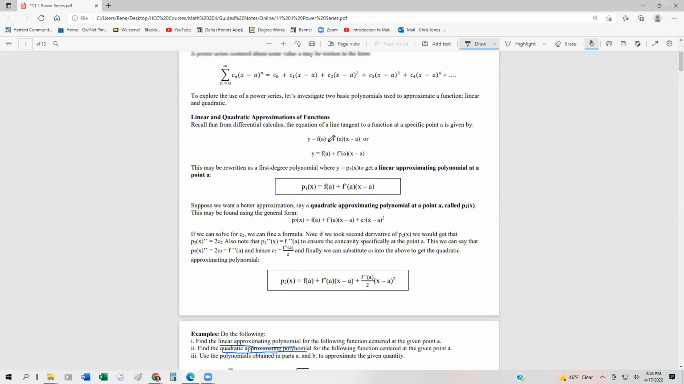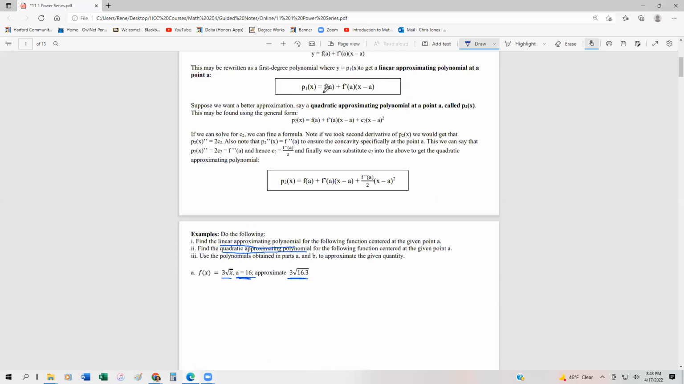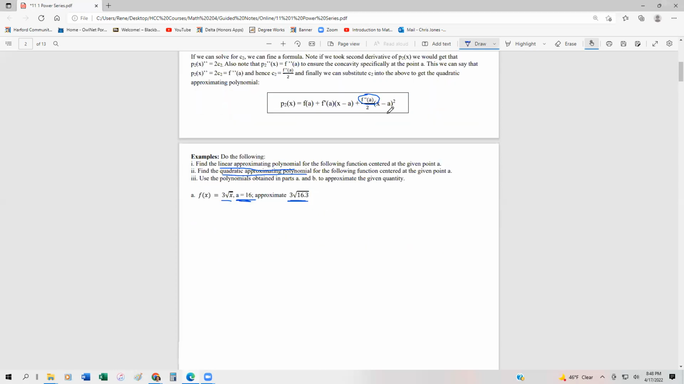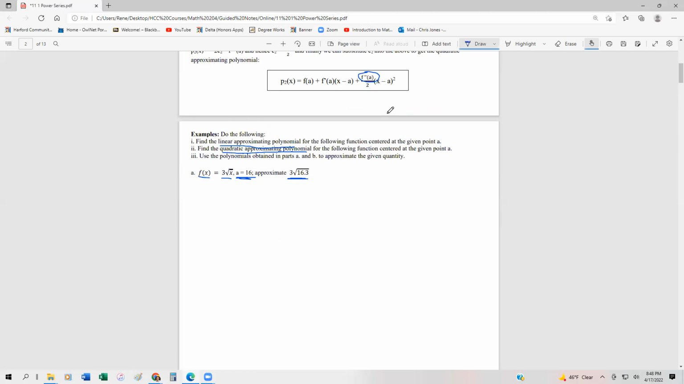So we go back up and let's remember our formulas. Okay, so these are important to us. And notice in the formulas, we have to find f prime at a and f double prime at a. So let's start by finding the derivative of this original function. Okay, so we know that f of x can be written as 3x to the 1/2, right?